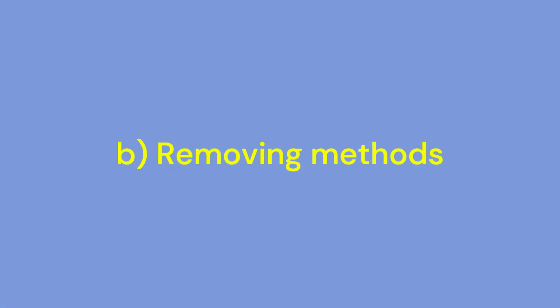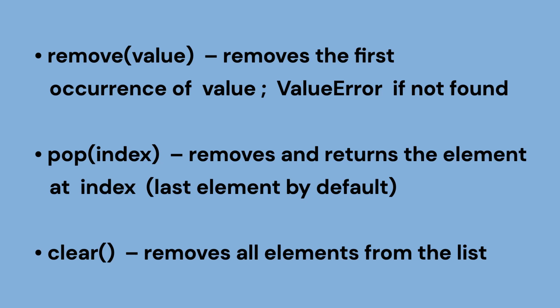Removing methods. Quick overview. Remove(value) removes the first occurrence of the value, raising a value error if not found. Pop(index) removes and returns the element at the index, the last element by default. Clear removes all elements from the list. These are handy for cleaning or trimming datasets, like when you want to remove outliers or bad records.